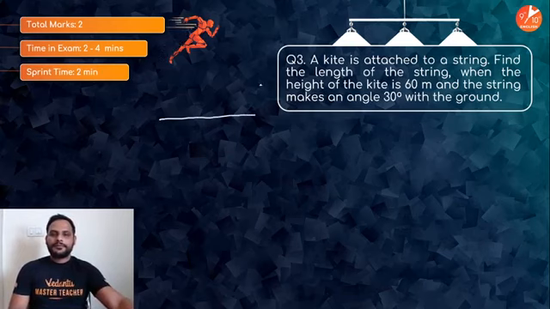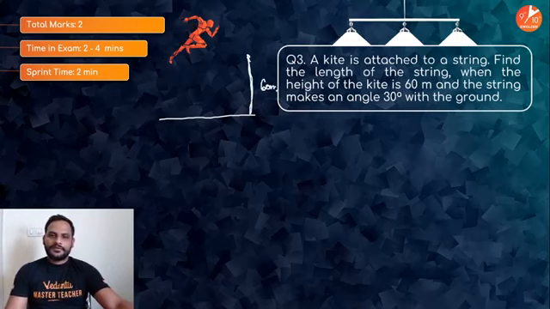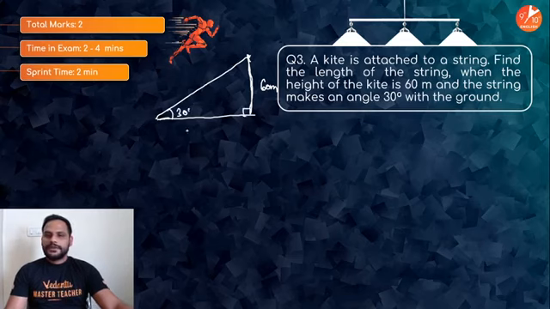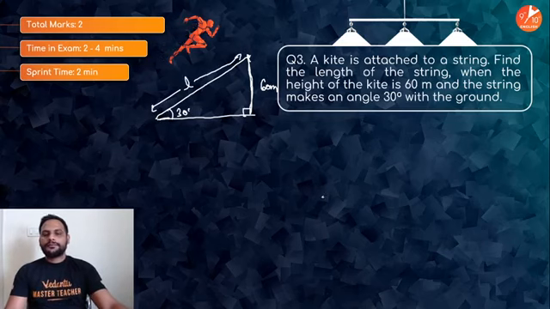Suppose this is the ground, kite is somewhere over here. So the height of the kite is given over here. Height of the kite is 60 meters. And the string is making an angle of 30 degrees with the ground. So this is perpendicular as I have told you. So we have to find out the length of the string. That means this length. Let's say L, we need to find it out.